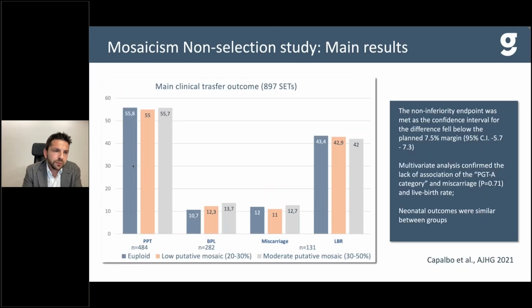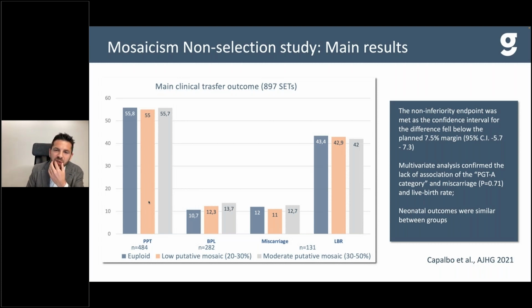And these are the main outcomes that we observed between these three categories of euploid, low putative mosaic, and moderate putative mosaic embryos. As you can see, they are really equivalent in terms of positive pregnancy test, biochemical pregnancy loss, miscarriage rate, and live birth rate. We reached our planned sample size, and we also performed multivariate logistic regression analysis, confirming the lack of any association between the PGT-A category and the clinical outcomes, miscarriage and live birth rate.